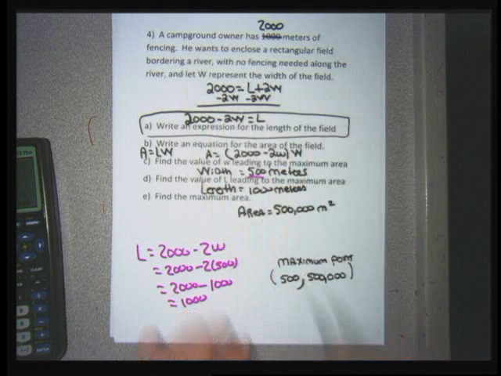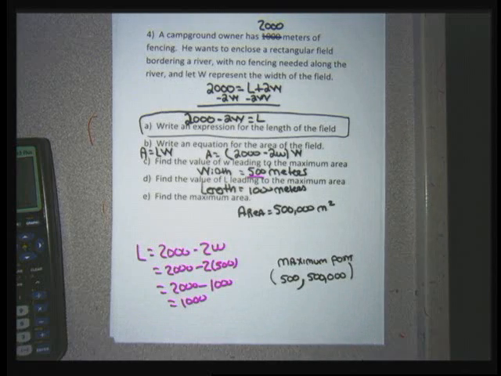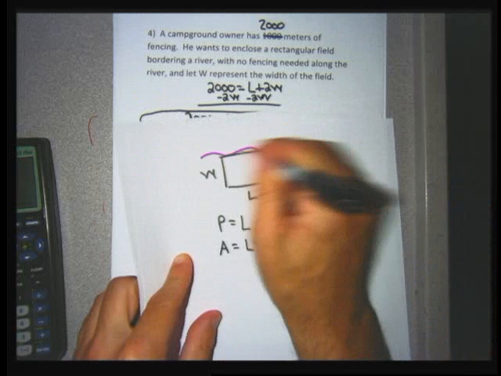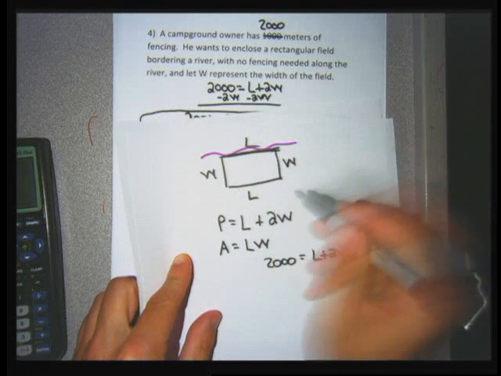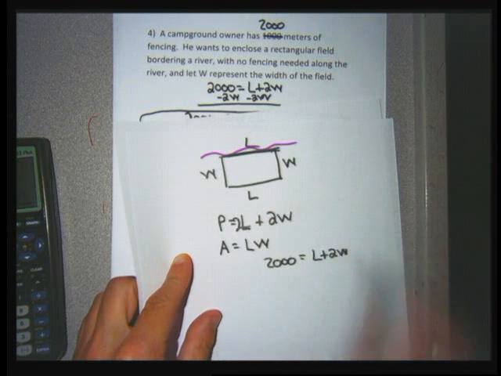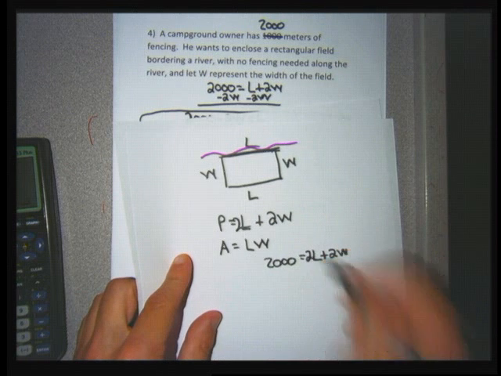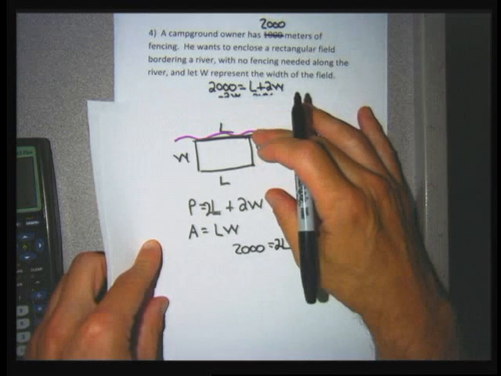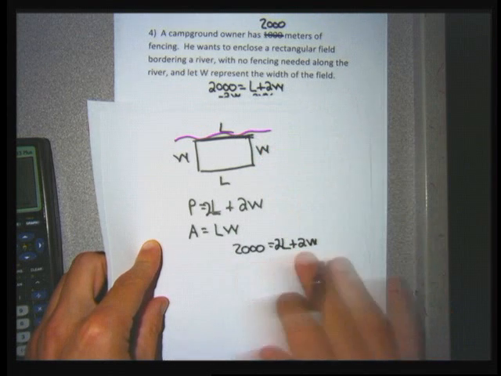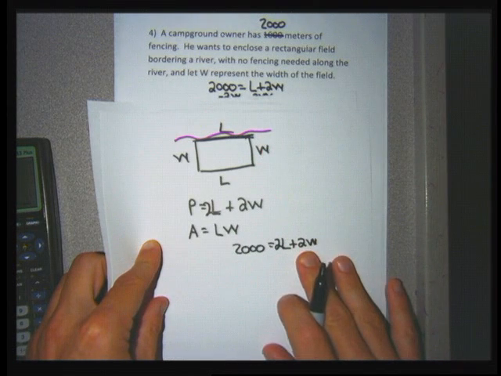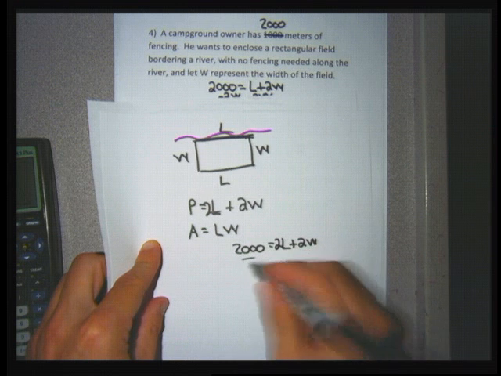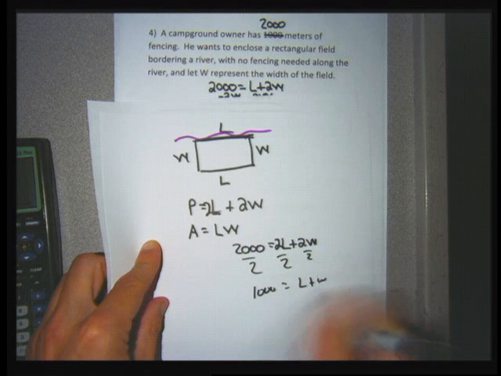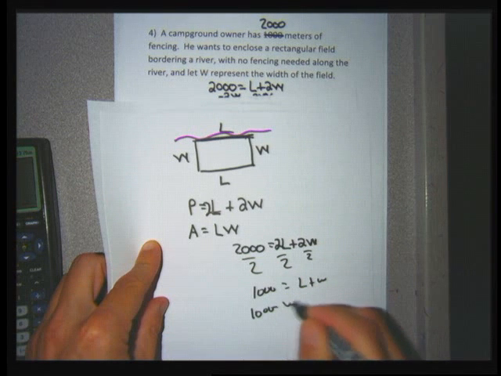If I didn't have the bordering a river part of this problem, then I would have to build 4 sides of a fence, and my beginning would have this. It would have 2,000 equal to 2L plus 2W. So if this problem didn't have the river, then my initial equation would be this. Solving this for L for what it's worth, I just divide everything by 2. I'd get 1,000 equal to L plus W. Then I'd get 1,000 minus W equal to L.